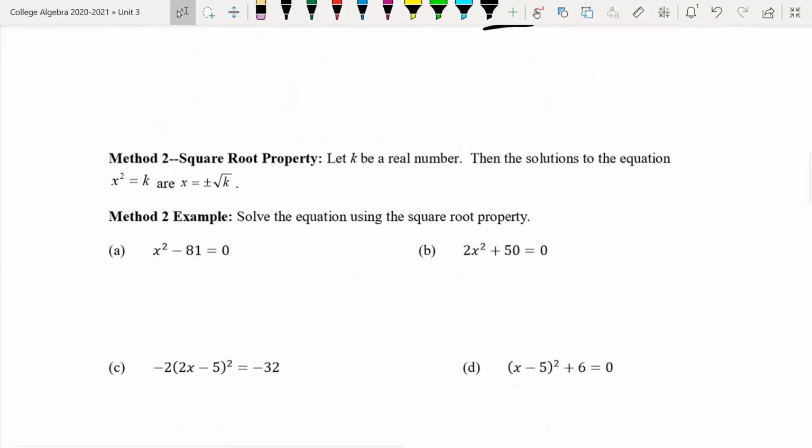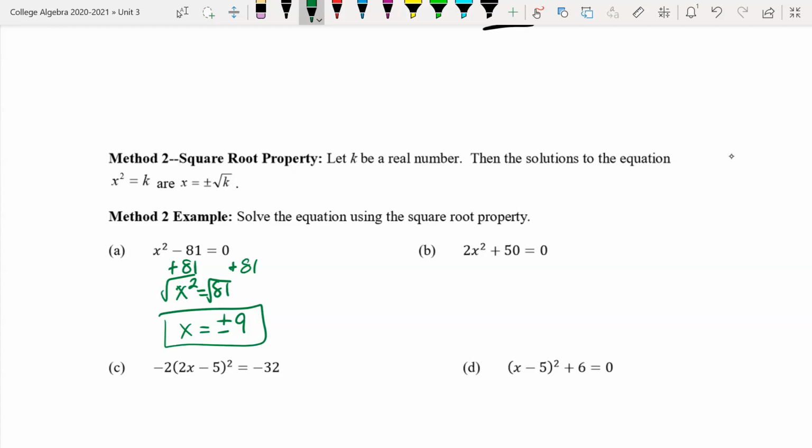The other way to solve it is the square root property. So don't forget, if you square root something, it means plus or minus that number. So your goal here is to get the x squared by itself. So I'm going to add 81. And again, it'll say on the homework, square root property. So I get x squared equals 81. But now I got to square root it to get rid of the exponent. So it's plus or minus 9.